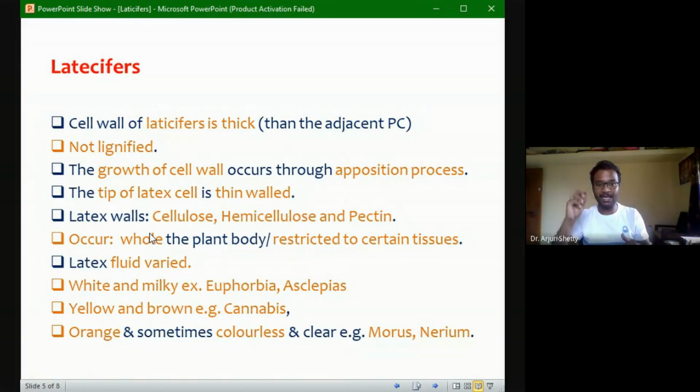Morphologically, the color of the fluid or latex varies. In some plants we see white or milky white latex. The examples I mentioned are Euphorbia and Asclepias; you can take Euphorbia, Calotropis, Vinca rosea, even the sapota. In some plants you can see yellow or brown colored latex, as in the cannabis plant, Cannabis sativa. And in some plants we can see orange colored or colorless, transparent, clear latex, as in the Morus alba plant, and even in Nerium.